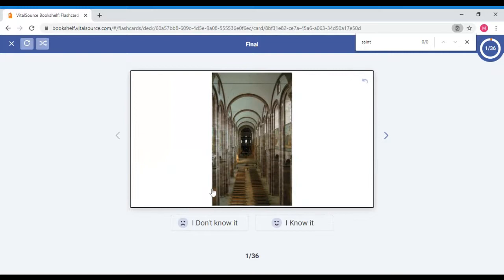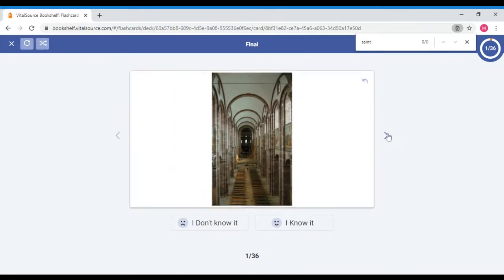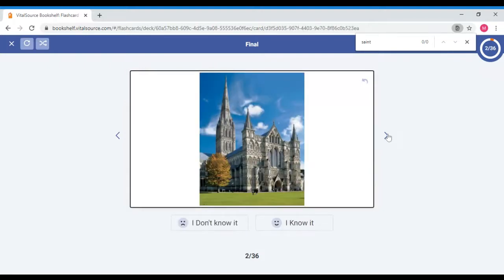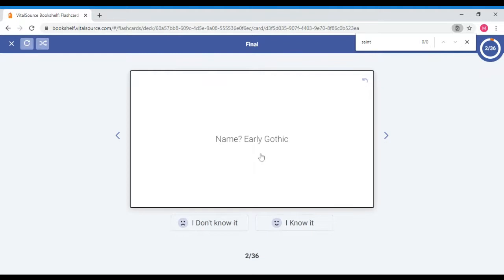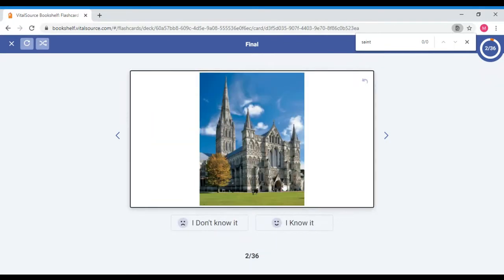So this one, a lot of the question is going to be what style is it. Here I have a combination of Gothic and Renaissance. I mean Romanesque. So I'll focus on the Gothic for this chapter. So I already went Romanesque. So the question for this one is, what is the name? And it's going to ask what style. And this is early Gothic.